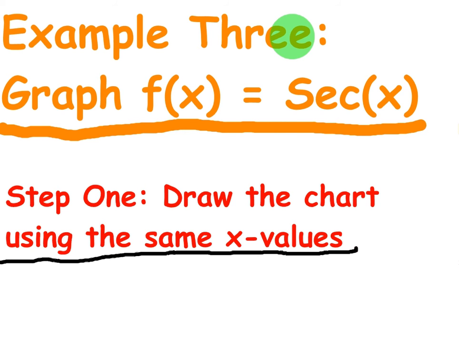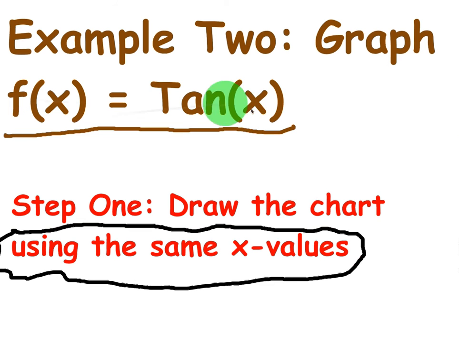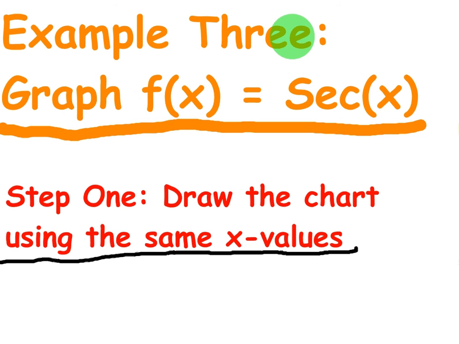For example 2, we did tangent of x. You can use exactly the same steps, and you're going to see cotangent looks very similar. So I want you to do those on your own so you can get good practice. For step 3, we're doing secant of x. You'll see that cosecant looks very similar, and you're going to use the same steps. So let's recall from memory.